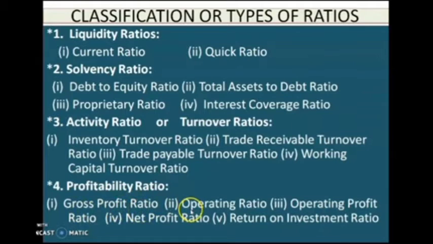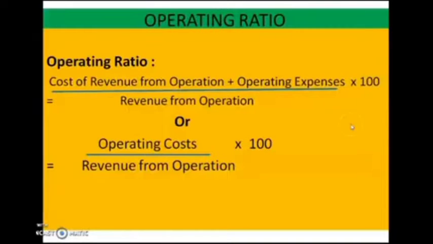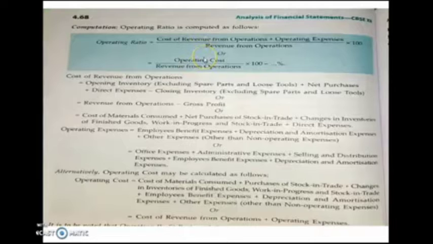Let us discuss operating ratio. The formula to calculate operating ratio is cost of revenue from operation plus operating expenses divided by revenue from operation into 100. There is one more formula, operating cost divided by revenue from operation into 100. So you can select any one of the formulas according to the items given to you in the question. Here is more detail about the ratio. The two formulas we have already discussed.